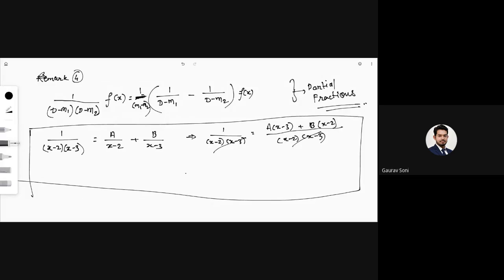And what we have is 1 is equal to a into (x minus 3) plus b into (x minus 2). So in this expression, I'll put x equal to 3, say. Put x is equal to 3. Then the first term will be 0, 3 minus 3 is 0. 3 minus 2 is 1. That gives me b equal to 1.